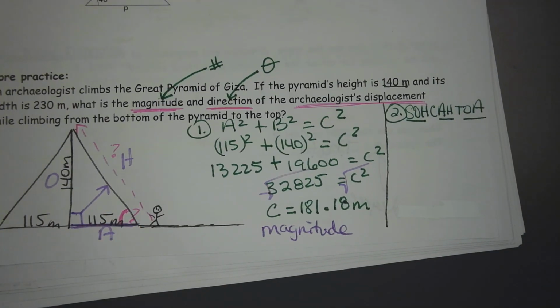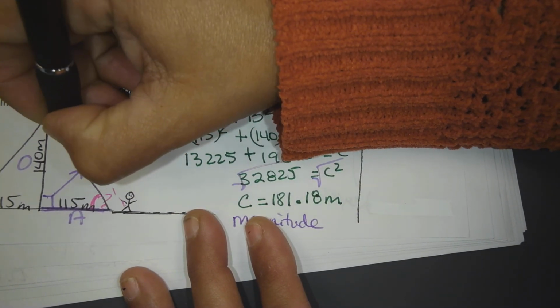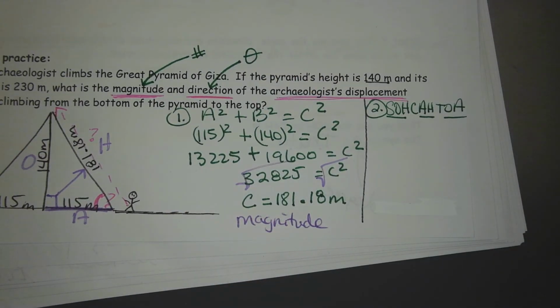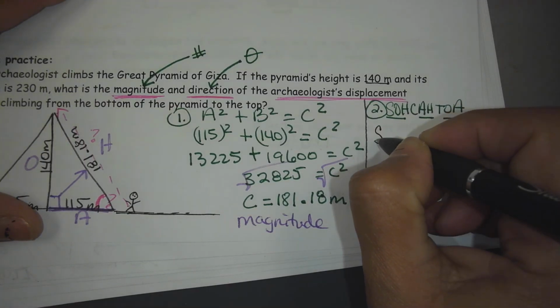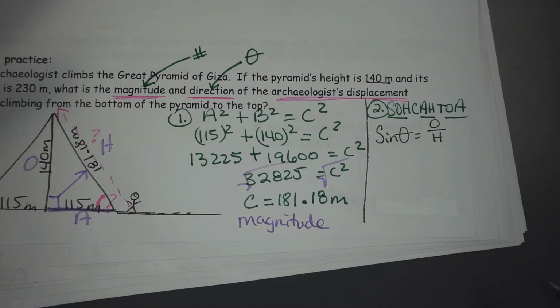The cool thing is that now that I have this leg of 181.18 meters, I can pick any portion. I can pick the SO, the CA, or the TOA because I have all 3 legs. So, SO, CA, or TOA? He's on fire right now, so I'm going with his SO. The sine of the theta equals the opposite leg over the hypotenuse leg.